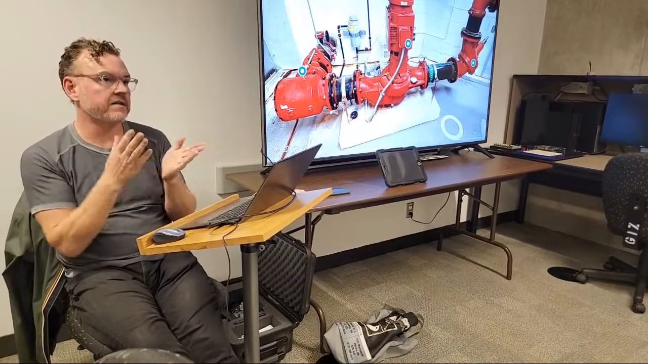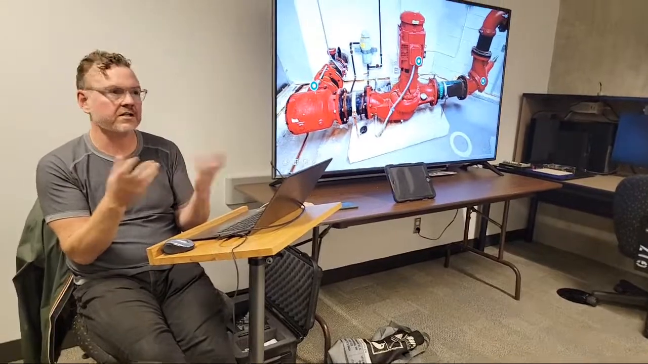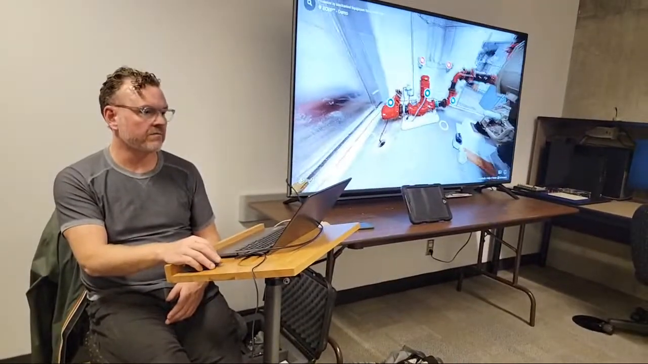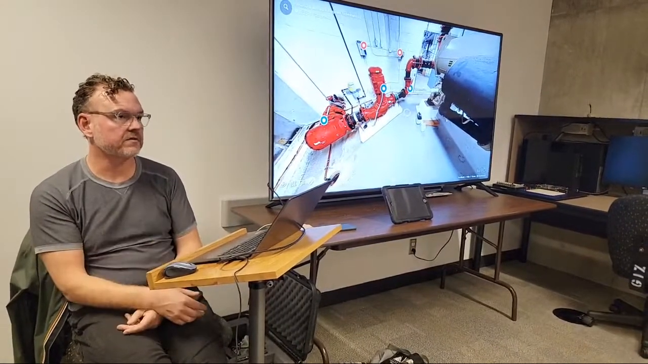So when I say IT, IoT, and OT, OT is building automation. So you can attach a building automation to virtual reality. You can make it like this, and I'm not a Matterport salesperson.